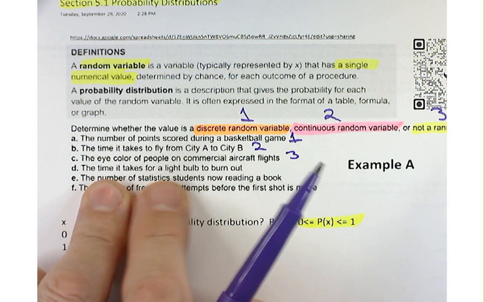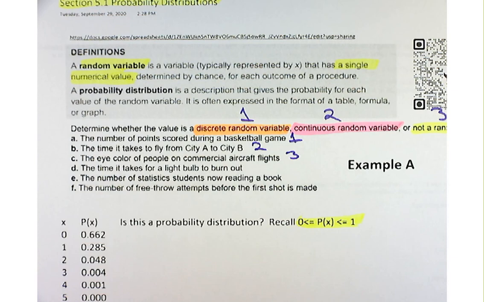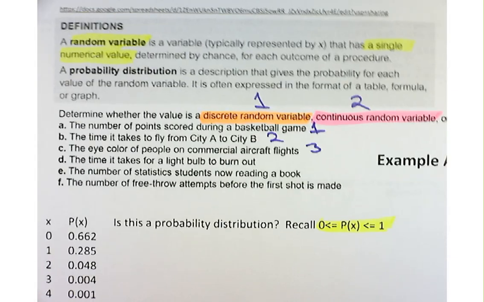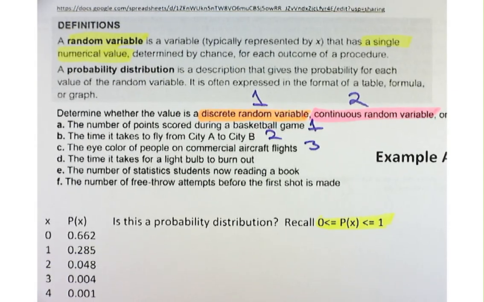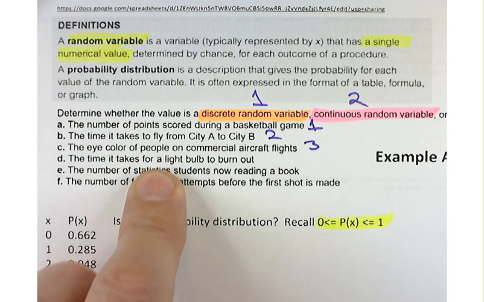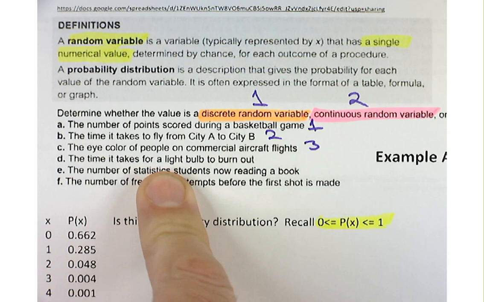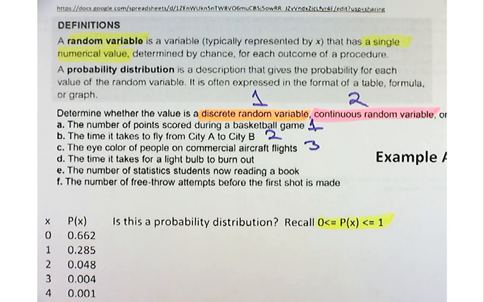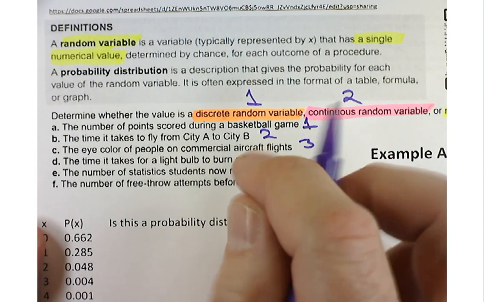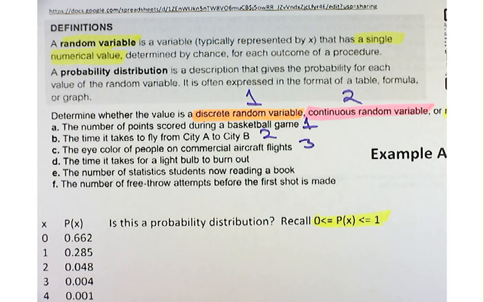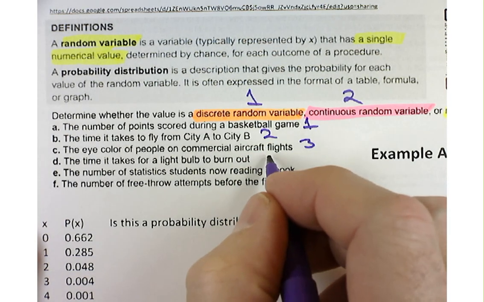The time that it takes a light bulb to burn out. I never seem to get the 10,000 hours that it says on the package. I'm like, whatever. But the time that it takes for a light bulb to burn out. Hermione? Continuous. Yeah, it's continuous. It's not discrete because it can take on any value in some interval. So that would be continuous.